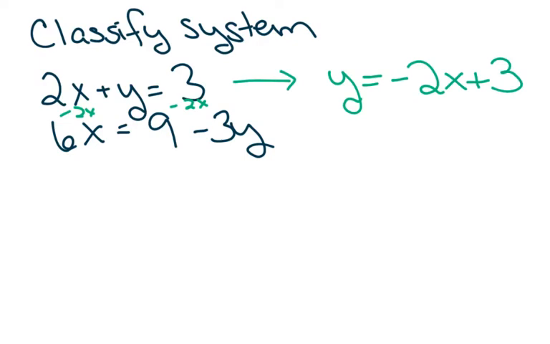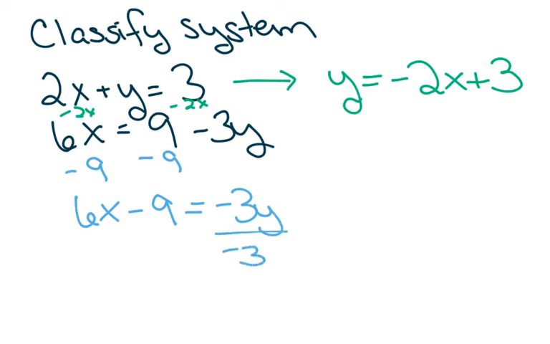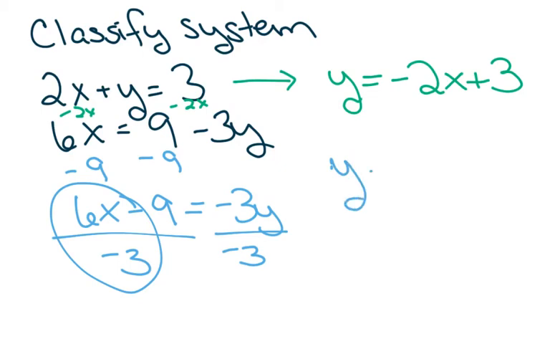If I do that same thing to the other one, it probably takes me a little bit more work. I'm going to minus the 9, giving me 6x minus 9 equals negative 3y. Divide both sides by negative 3. So this guy, we're going to have y equals negative 2x for my slope. And this guy would give me plus 3.